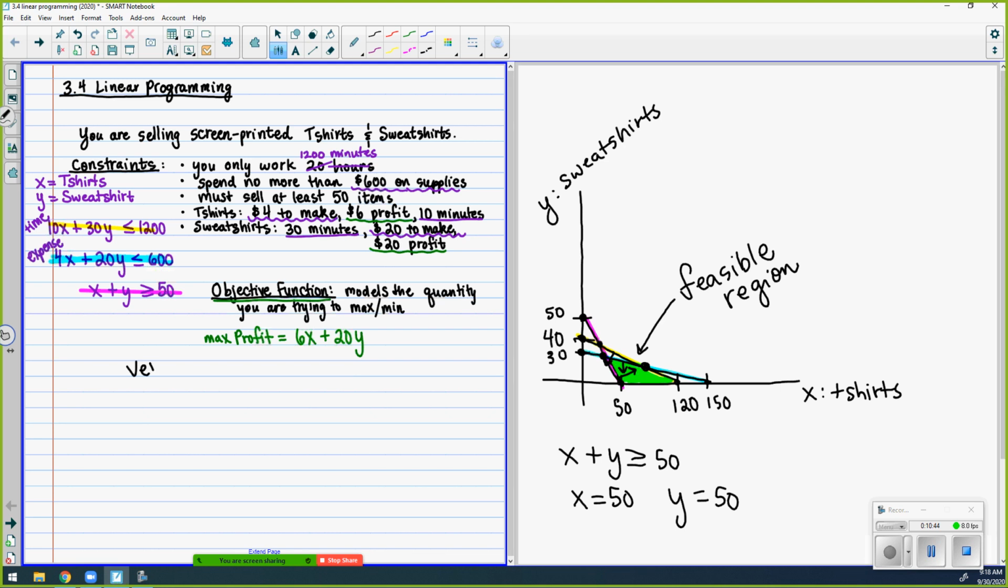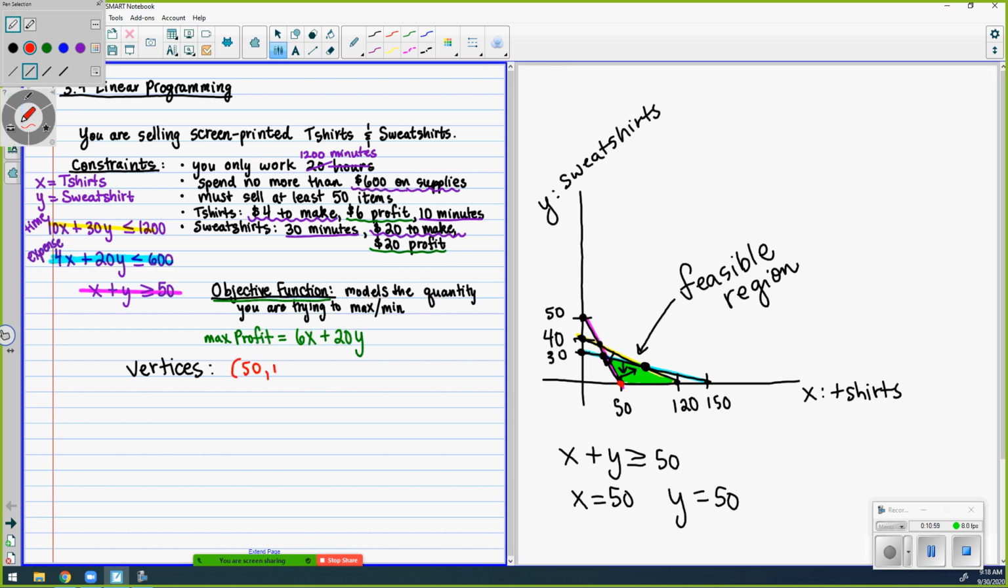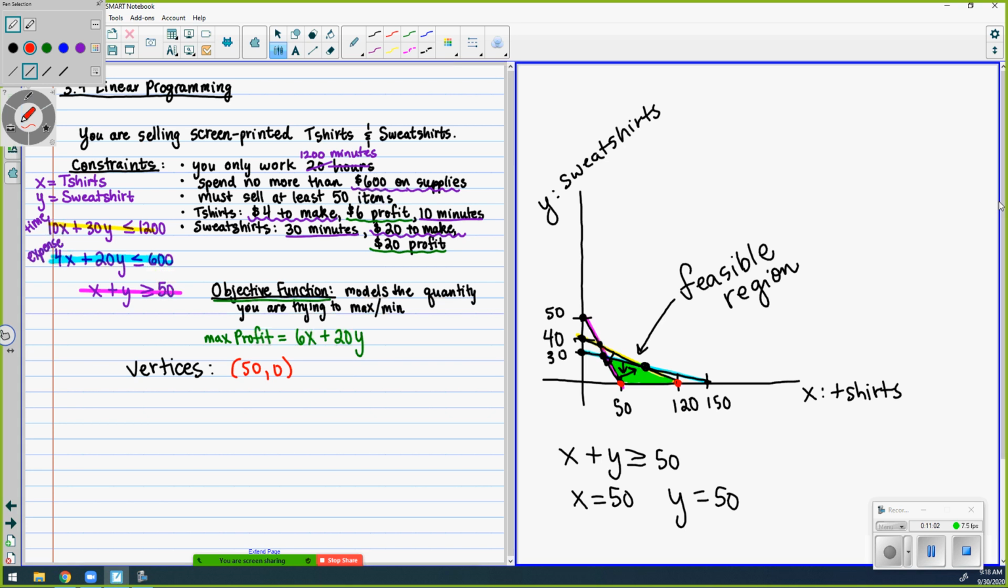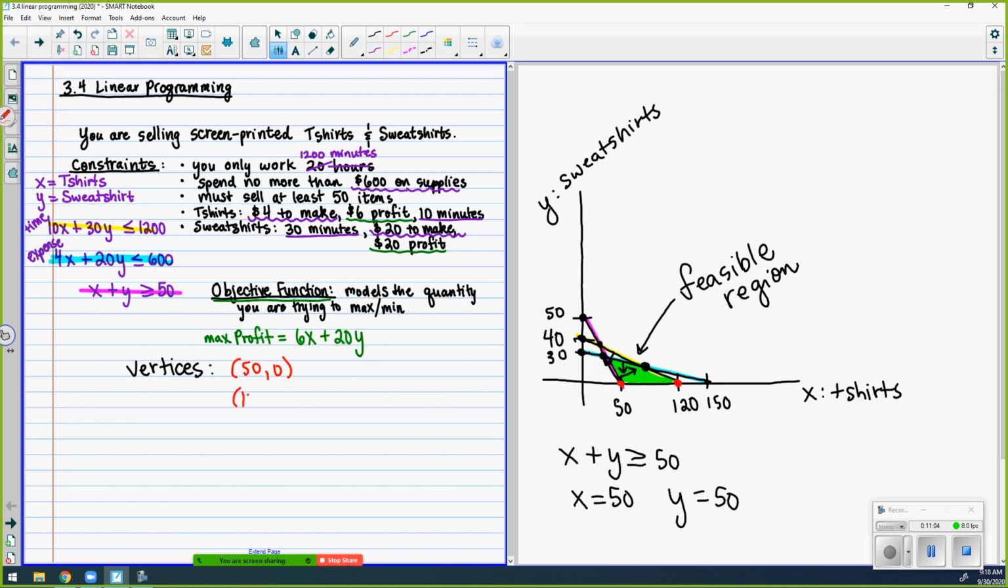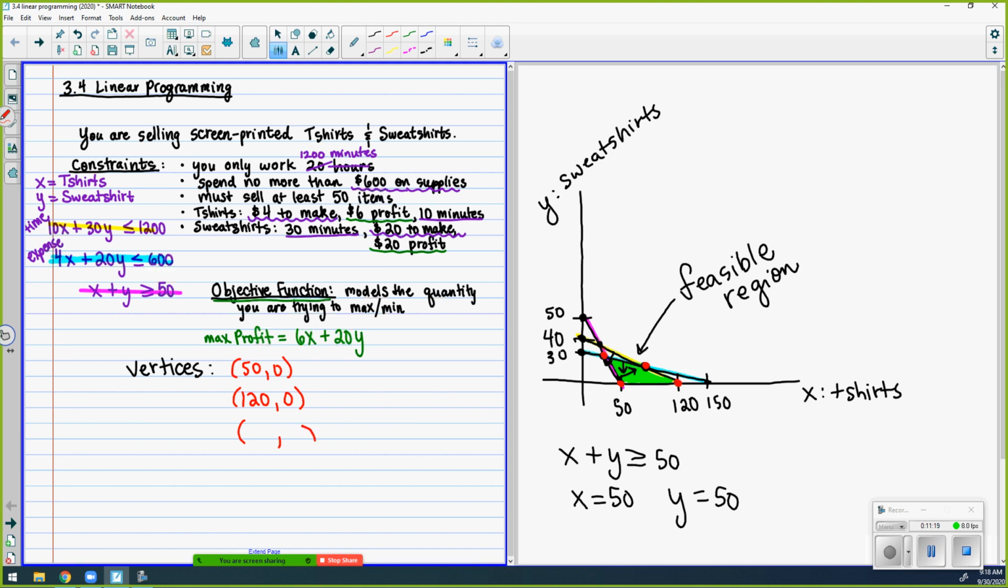So what we need to do is look at all of the vertices of the feasible region. And the vertices of the feasible region are just the corner points. So I'm going to kind of pinpoint those in red. This is a vertex, and that vertex is over 50 up 0. That's a vertex, and it is over 120 up 0. This is a vertex right here, and that is a vertex right there.